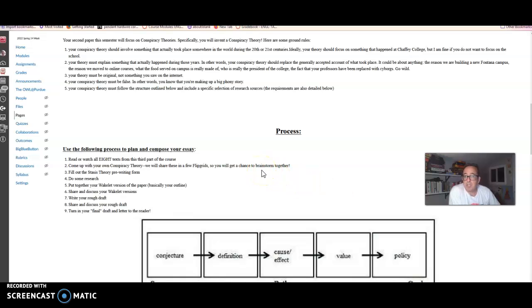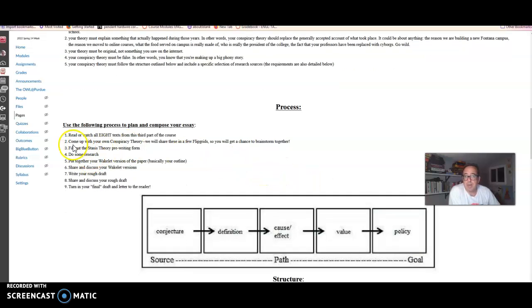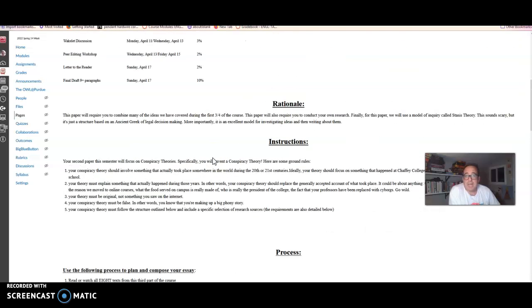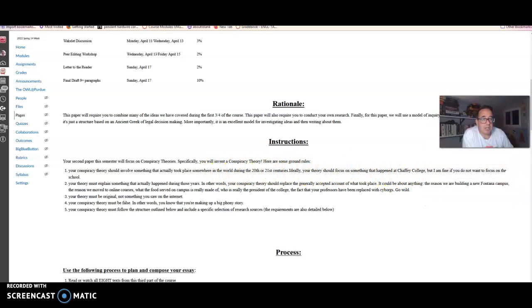So here's what you need to do for the paper. What I'm going to ask you to do basically is invent your own conspiracy theory, right? Your conspiracy theory has to be something current. It has to be something going on. I'm suggesting here in the instructions that you focus on something that happened at Chaffey College, but if you don't want to, you don't have to. You can focus on something else, but make it current.